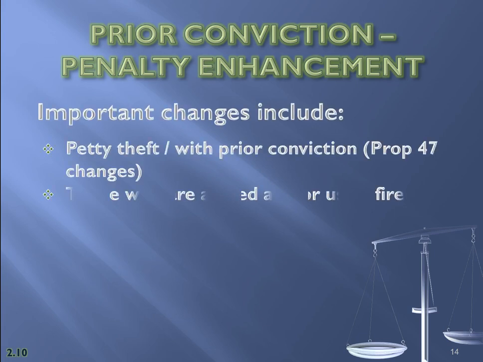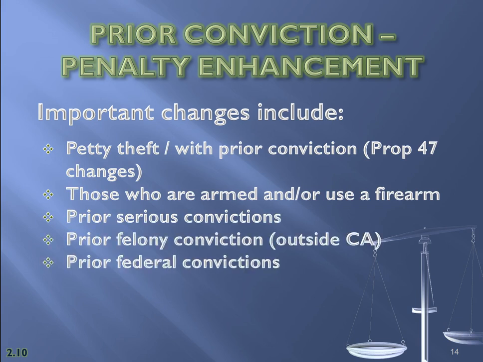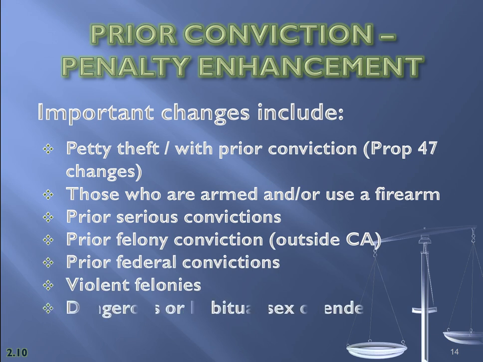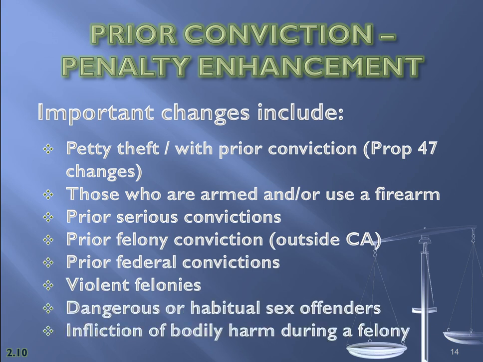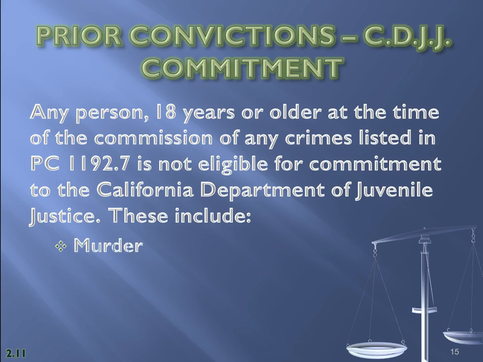And then also, Prop 147, which I'll get to in just a second. So here's a couple of prior conviction penalty enhancements that were also looked at. So petty theft with a prior, there were some changes because of that in Prop 147. Those who are armed and use a firearm, prior serious convictions, prior felony convictions. So these are things that really helped out the courts as far as what you can do. And all these are listed in your textbook. So I want to make sure that you had a good understanding of that, but I'm going to let you take the time to read it.